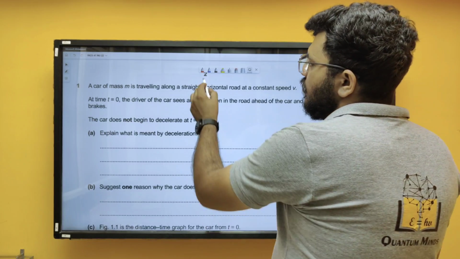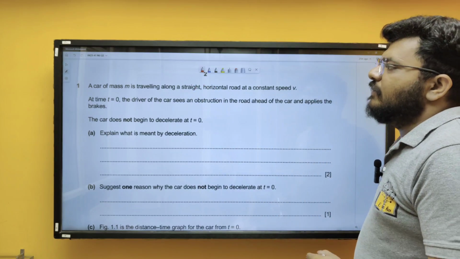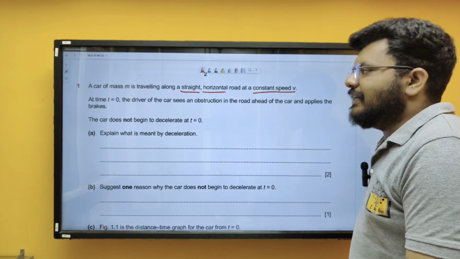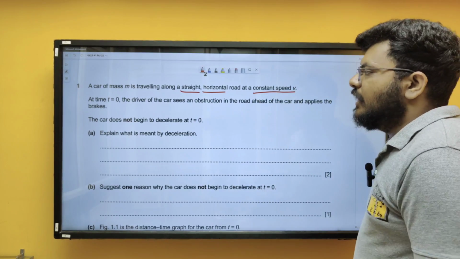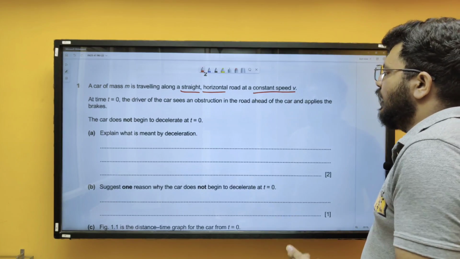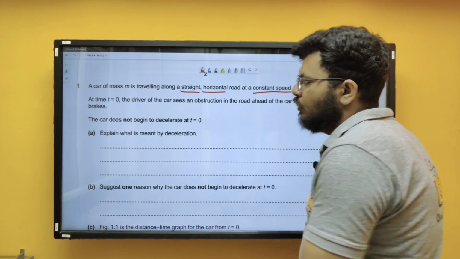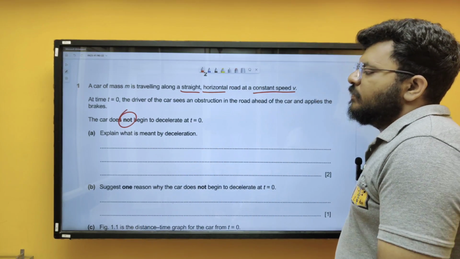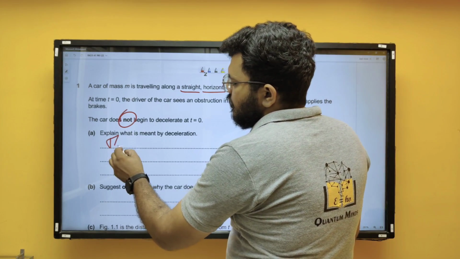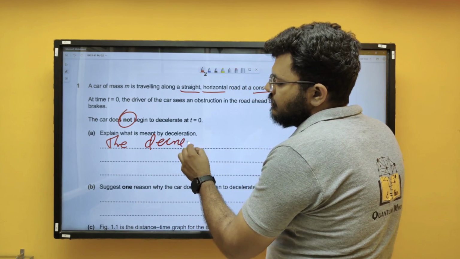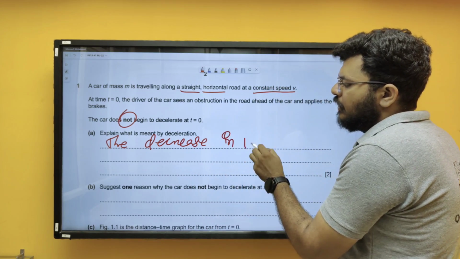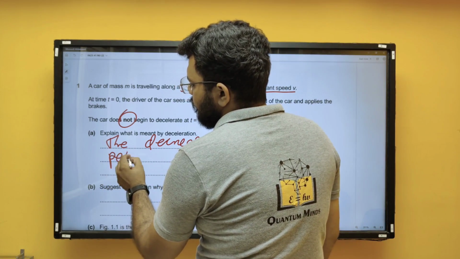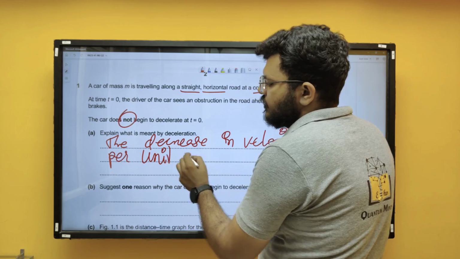So we have the first question. A car of mass m is traveling along a straight horizontal road at a constant speed v at time t equal to 0. The driver of the car sees an obstruction in the road ahead of the car and applies the brake. The car does not begin to decelerate at t equal to 0. Explain what is meant by deceleration. The decrease in velocity per unit time, right? That is deceleration.